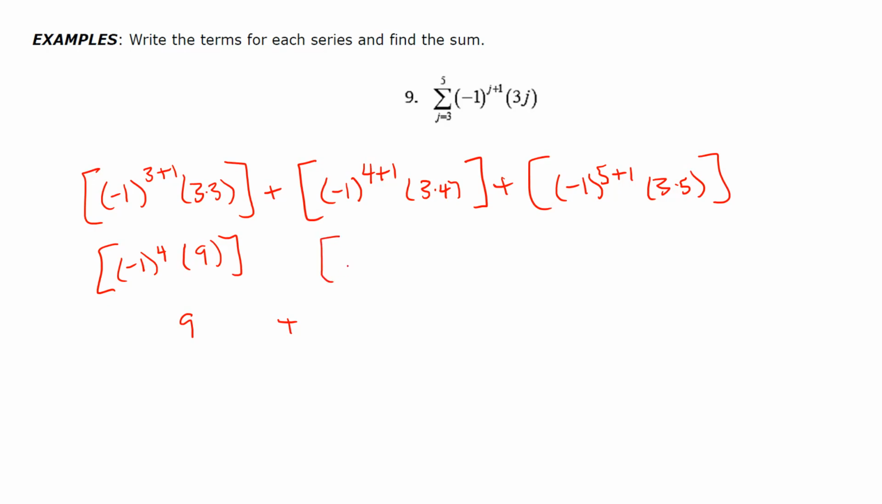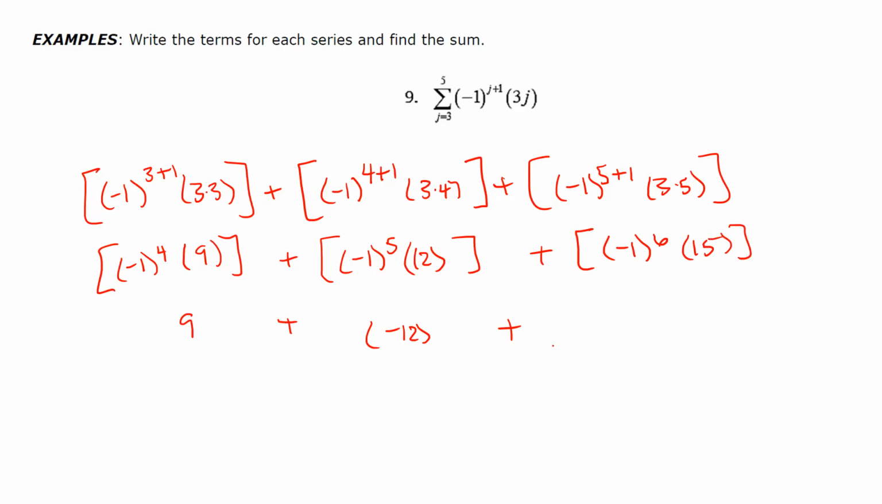Then we'll have negative 1 to the fifth power times 12. And that will simplify to negative 12. And then for the third term here in our sequence, we'll have negative 1 to the sixth power times 15. And that will simplify to 15. So 9 plus negative 12 plus 15 would get us 12. Okay. All right.